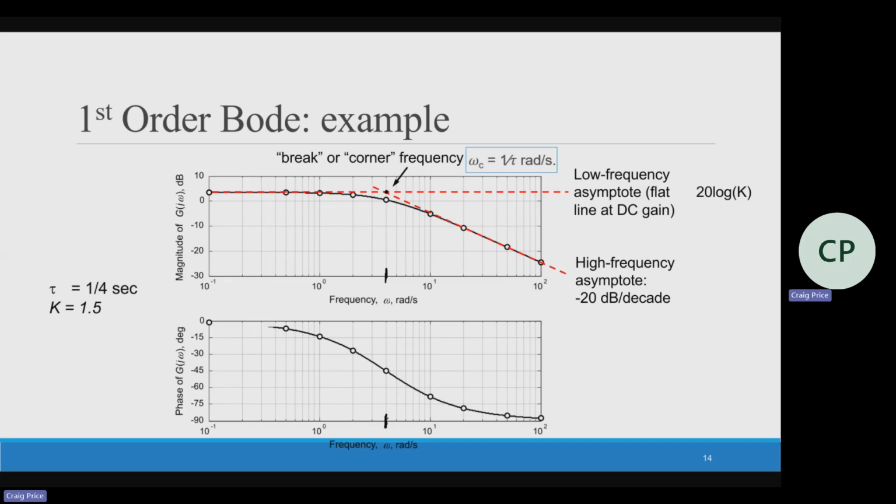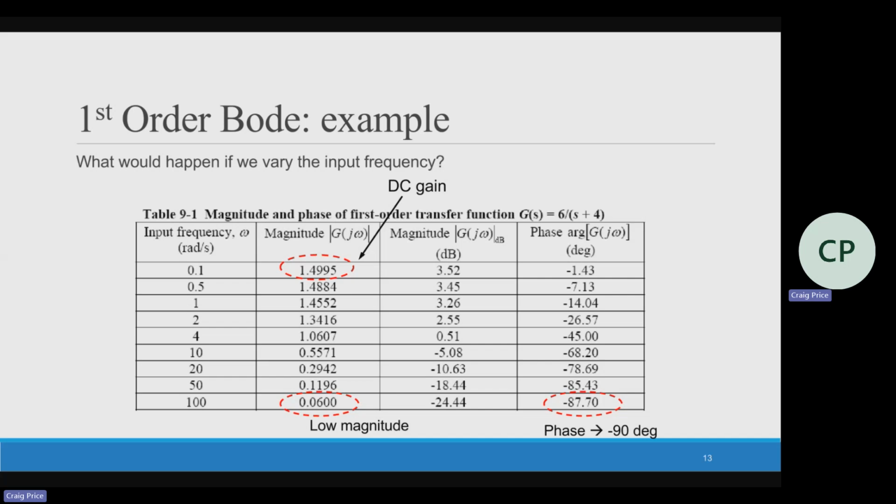This is what the graph would look like. So again, I've changed it to decibels here. This is my frequency. Where do these lines meet? Well, the corner frequency is 1 over tau. Tau is equal to 0.25, or a quarter of a second. So 1 over that gives me 4. If I go back to the table, this is my corner frequency. What do you notice about this line?